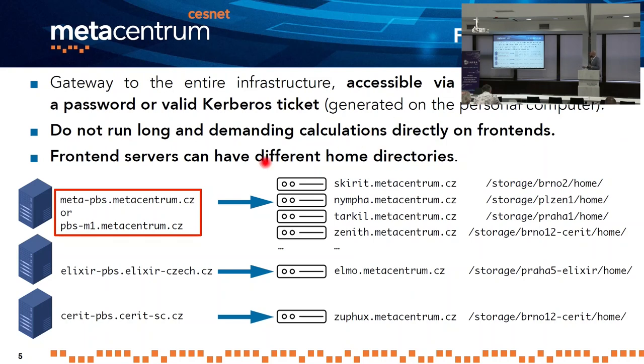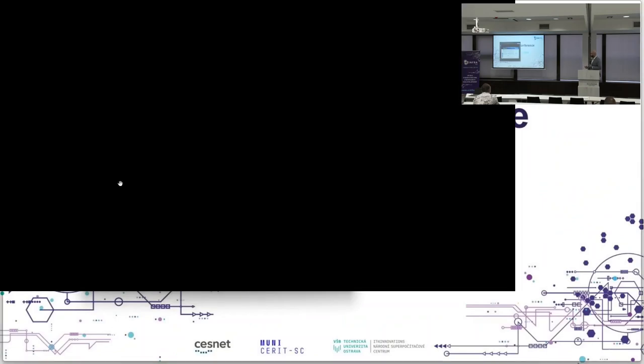I will stay with this picture. In MetaCentre we have 9 different front ends for you. These front ends operate on different storages. You can use the traditional cd command and move between individual storages, so it's not a problem to be logged on one front end, for example skirit, and move to an absolutely different storage. And these MetaCentre front ends submit jobs to the original scheduler called MetaPBS. And now we have something big and new, and I will be talking about this a little bit later. We have a new scheduler called PBS M1.